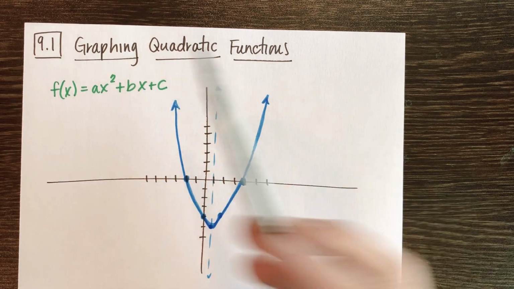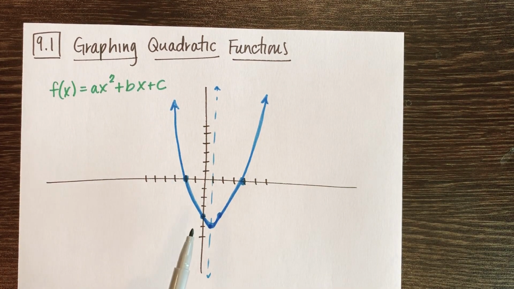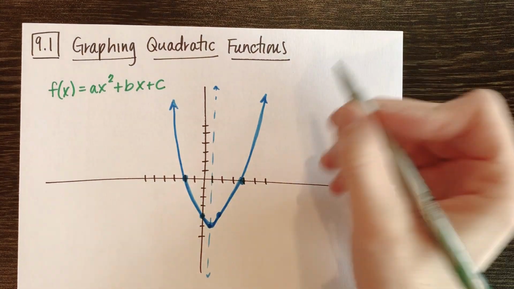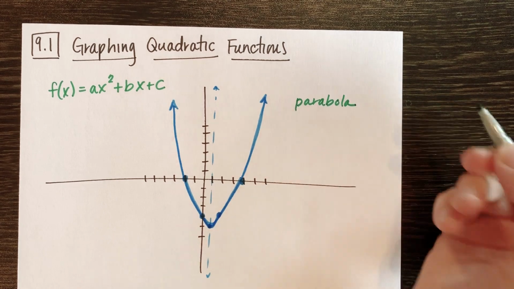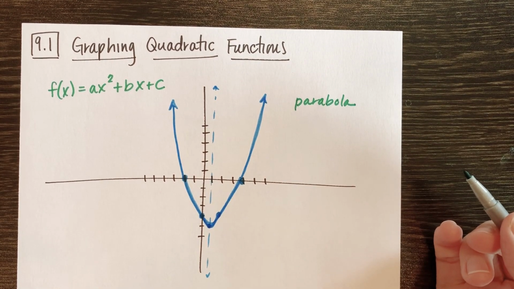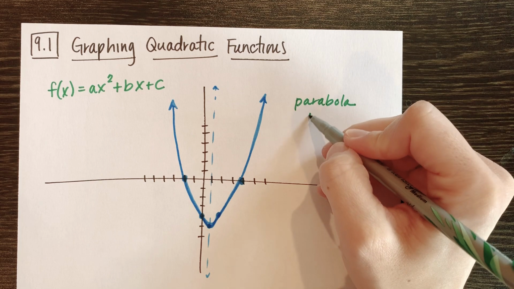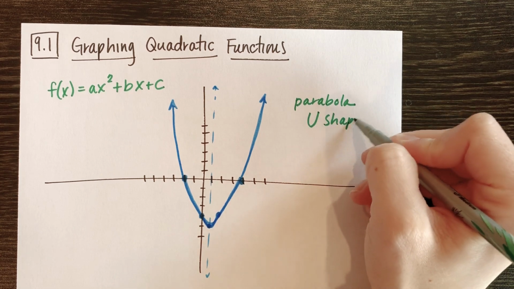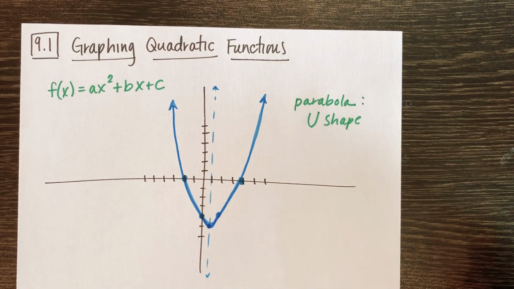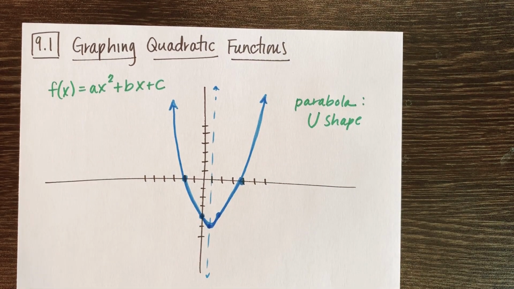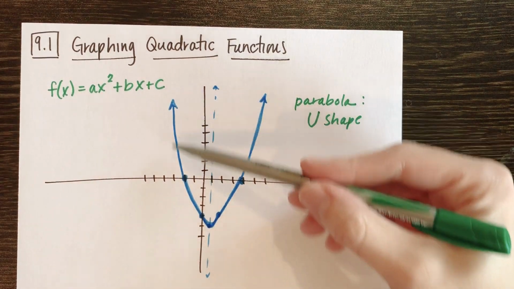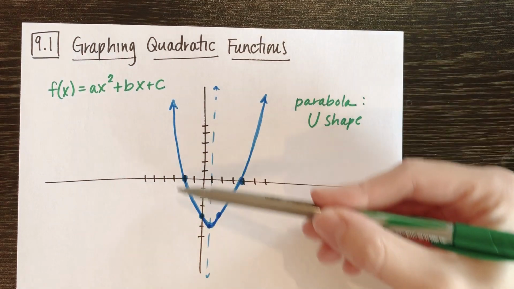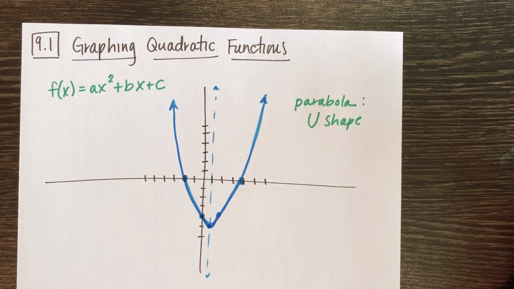So again, this is standard form for a quadratic function. The shape of a quadratic function is called a parabola. I think we've talked about that word in earlier chapters, right? That just means that U shape. Parabola is just that U shape that you get when you graph a quadratic function. The parabola is either going to open up or down. In this particular example, it's opening up, right? So this would be a parabola that's opening up.